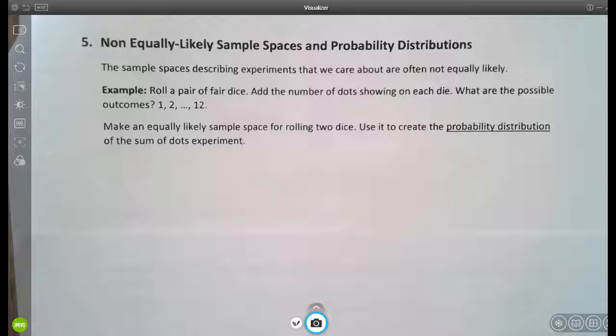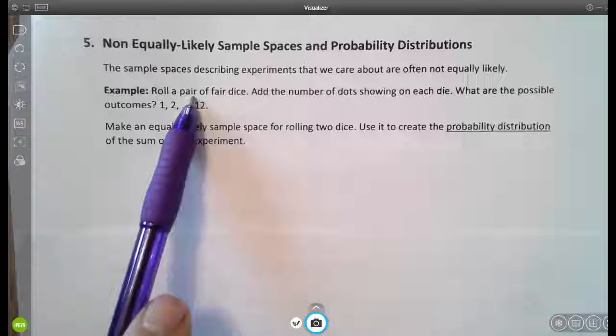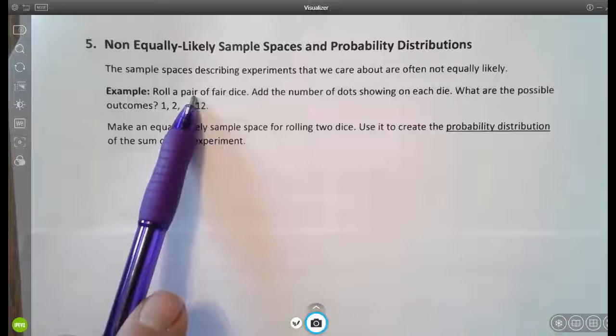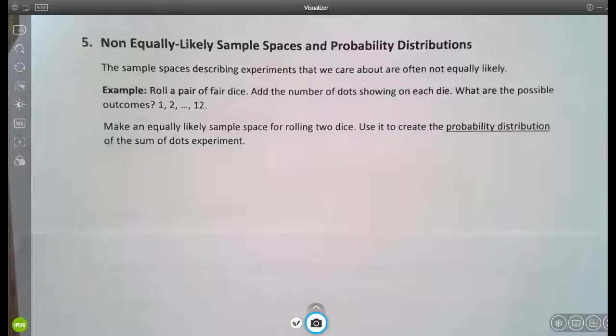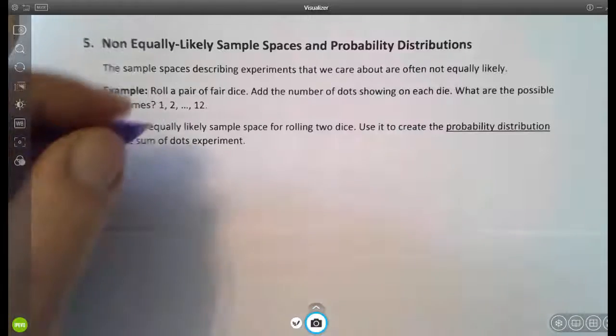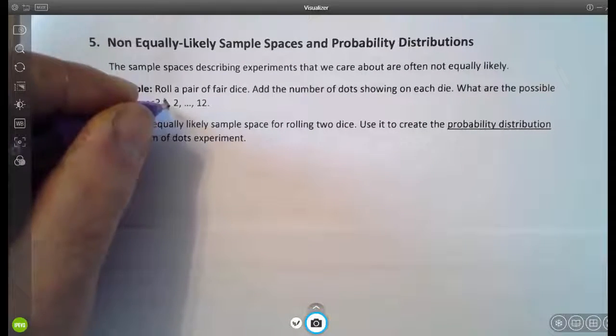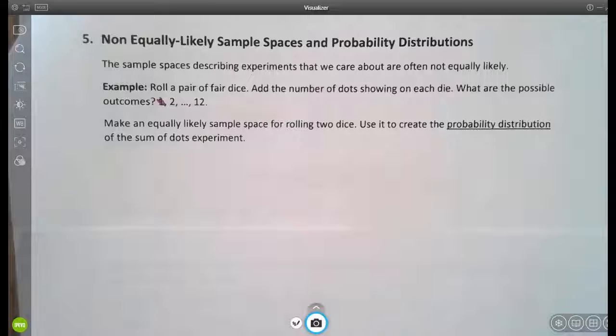It's often the case for sample spaces of experiments that we actually care about in practical applications to have non-equally likely probability distributions. So we're going to take an example of one of those here by supposing that we're going to roll a pair of fair dice and then add the number of dots that are showing on each die and look at all the possible sums. Little correction on our handout here, 2 through 12, and we want to construct that probability distribution.